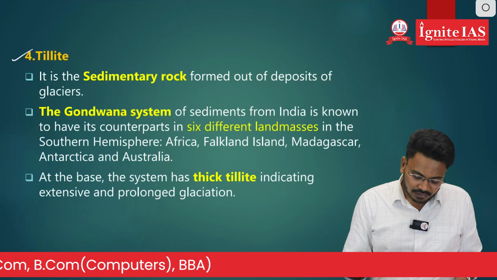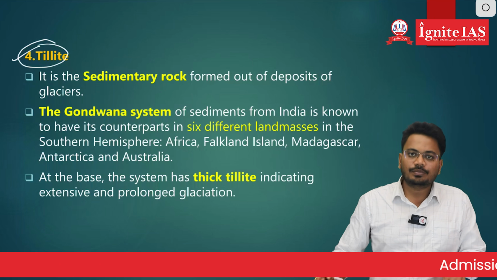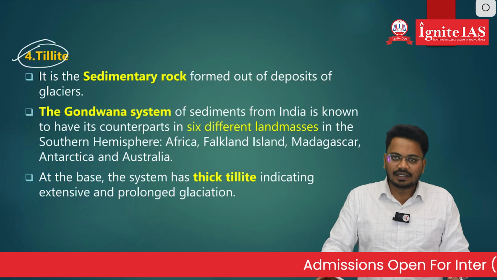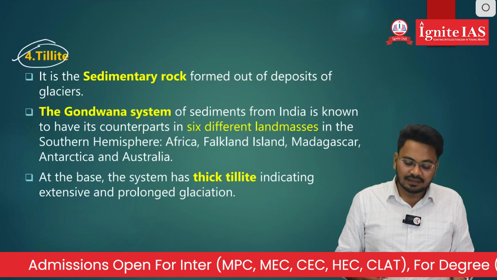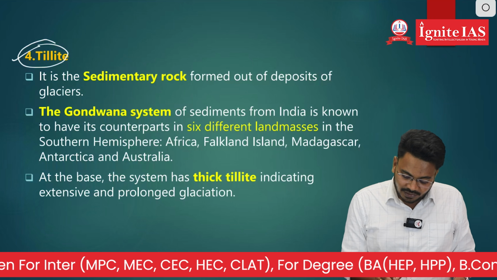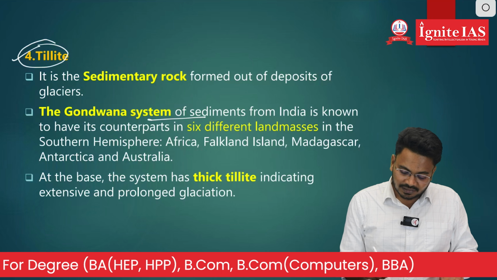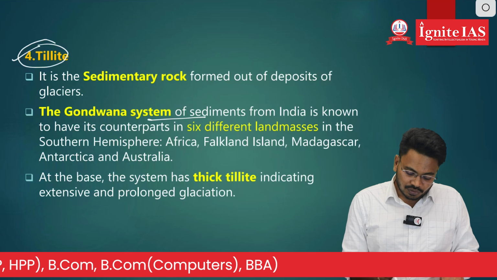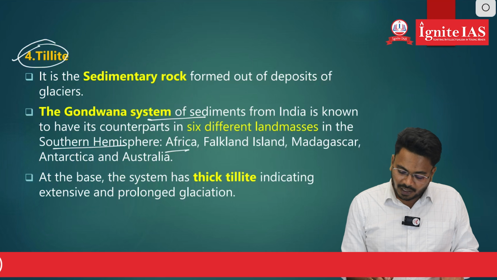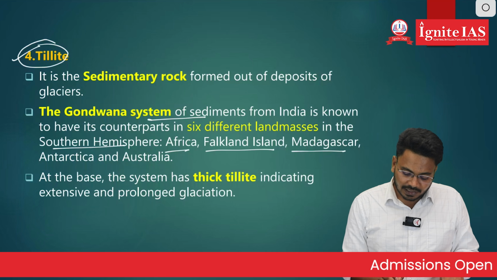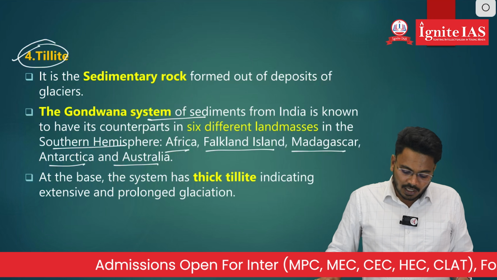Now the fourth evidence is tillite. What is meant by tillite? Tillite is a sedimentary rock which was formed by glacial deposits. He is saying that the Gondwana system of sediments from India is known to have its counterpart in 6 different land masses in the southern hemisphere: Africa, Falkland Islands, Madagascar, Antarctica and Australia. These are the 6 places where we have Gondwana land systems.